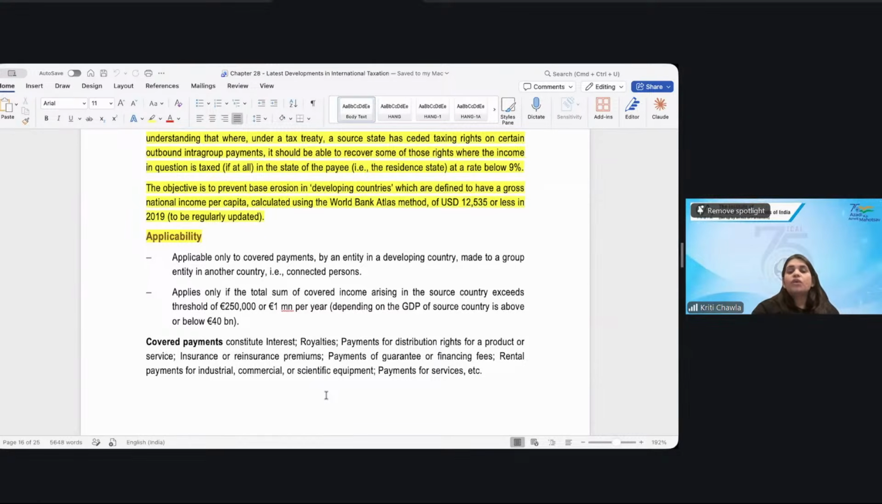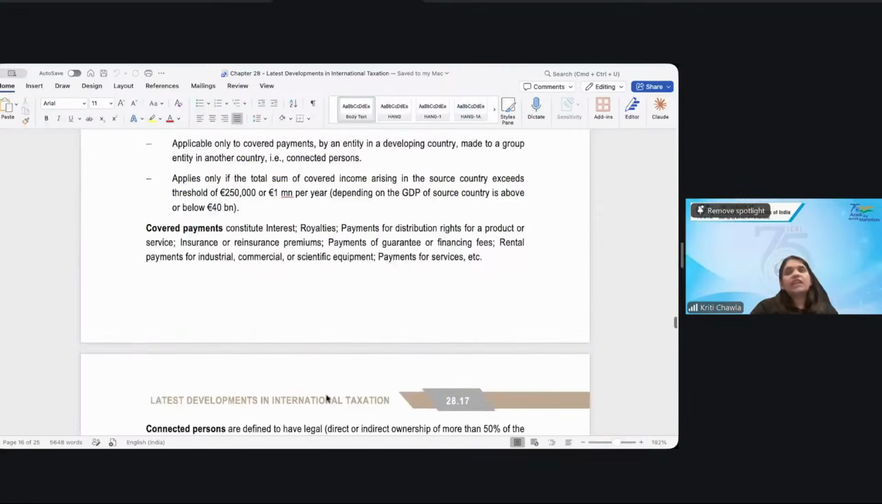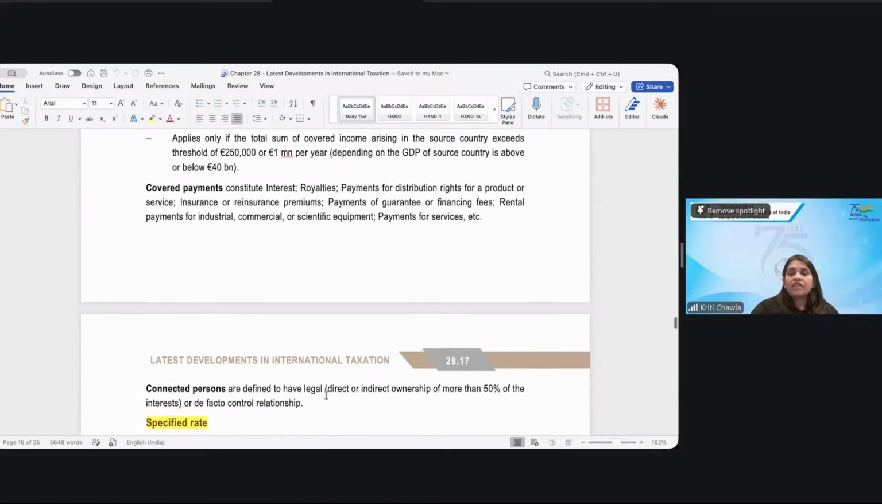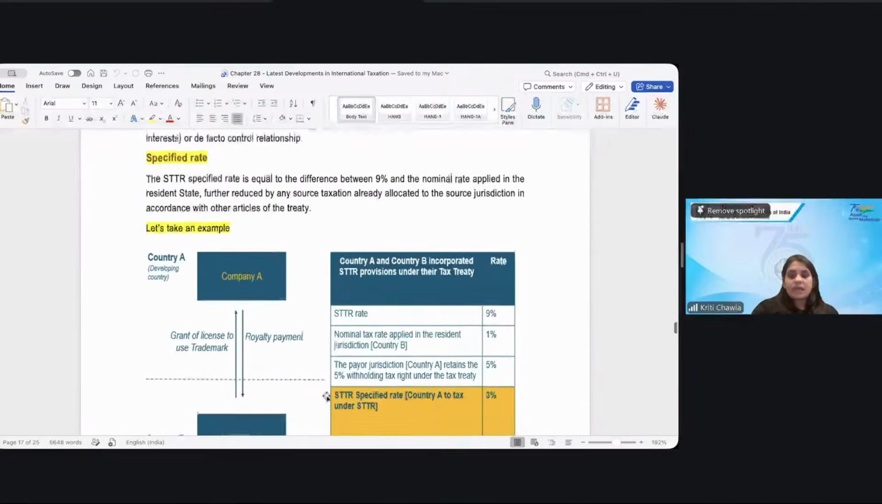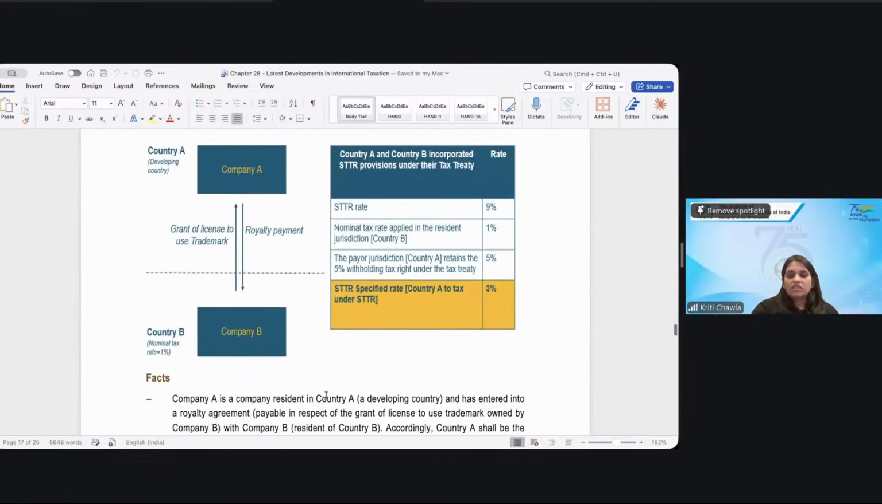It will apply only if the sum of covered income arising in the source country exceeds a threshold of 250,000 euros or 1 million euro per year. It depends on the GDP of the source country, whether it is above 40 billion euros or not. And covered payments are interest, royalties, distribution rights for a product, insurance or reinsurance payments, rental payments, or guarantee financing fees, etc. So that is STTR. Now, let's take an example right here to understand what this STTR is.